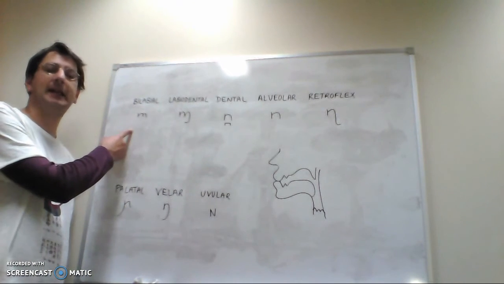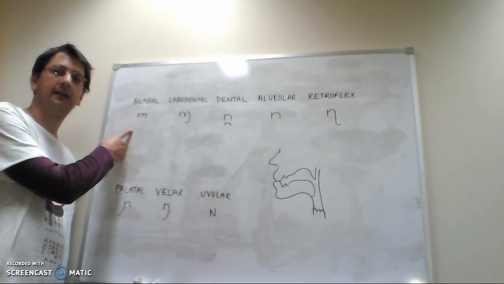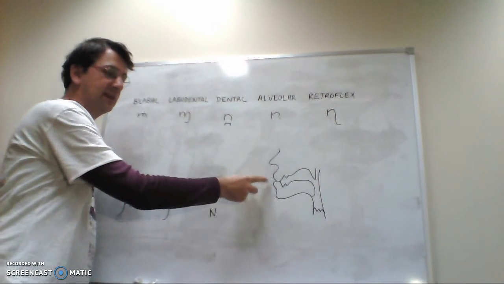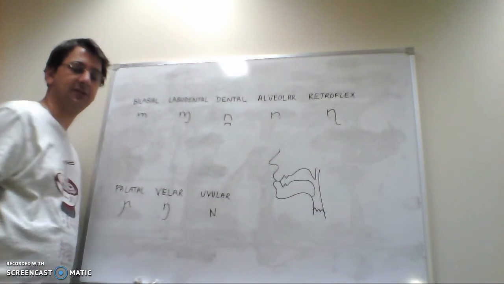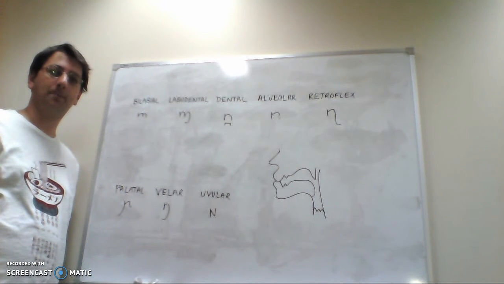First of all, we have the bilabial. That means that both of your lips are touching each other, so that's what happens with M. Okay, ma, ama.